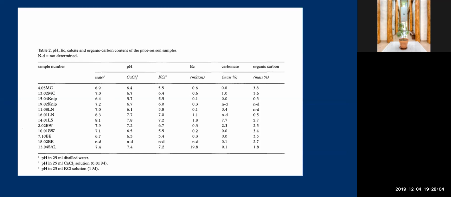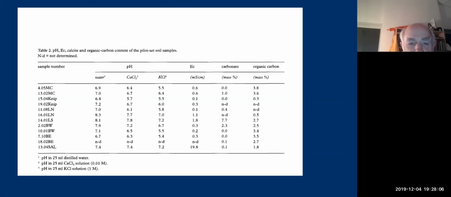Slightly alkaline. Anything above 7, there's several of those, especially in this column, almost everything. If you change the measurement, doing it in a potassium chloride solution, the numbers go down a little bit. But there's no strongly acid soils in Curacao. You don't have to worry about that. But sometimes a little acidity is a good thing.